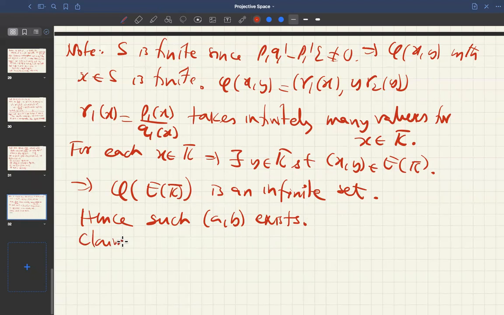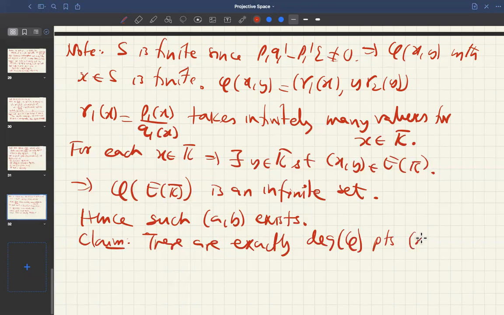So the claim: there are exactly degree of phi points (x1, y1) in E_k bar such that phi of (x1, y1) is (A, B). What we're saying is that (A, B) is coming from exactly degree of phi many elements.